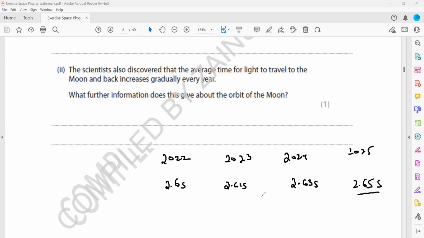In 2025, I'm just estimating, it will take about 2.65 seconds. So the question is why the orbital time is increasing. It means the moon is moving away from us. And what might be the reason for that? The gravitational field strength of the Earth might be decreasing. That's why the moon is moving away from us.